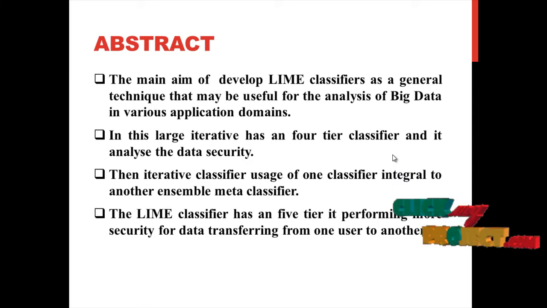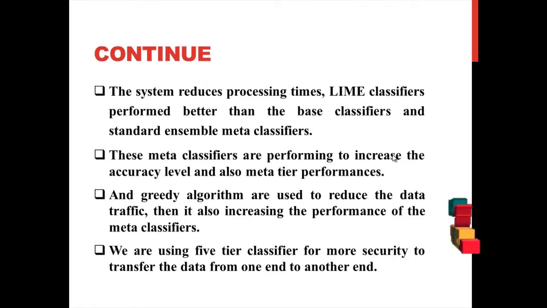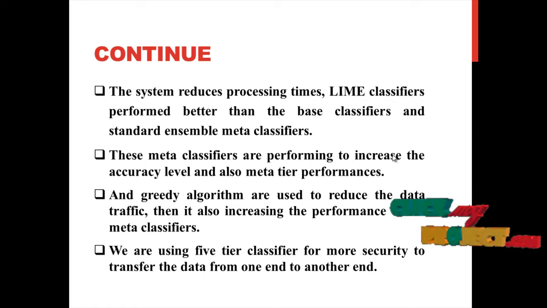In this, the large iterative classifier has a 4-tier structure and it analyzes the data security. Then the iterative classifier uses one classifier integrated into another ensemble meta classifier. The line classifier has a 5-tier structure, performing more security for data transferring from one user to another. The system reduces processing times. Line classifiers perform better than the base classifiers and standard ensemble meta classifiers.